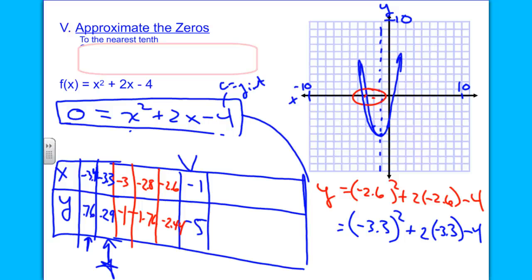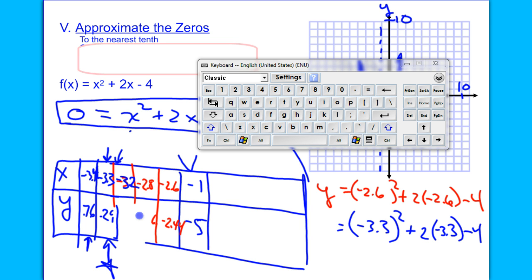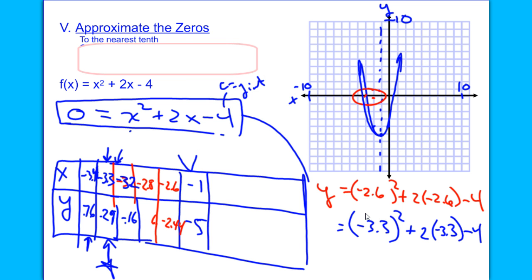What could we test just to confirm this? This was -3.3. So what could we test? Harley? I did -3.2 and I got -3.2. I'm changing this one to what she did. -3.2. And she got negative what? What's closer here? I'm going to erase this and try to make it cleaner. -0.16. What's closer here? 0.29 or -0.16? -0.16. Did you try any others?